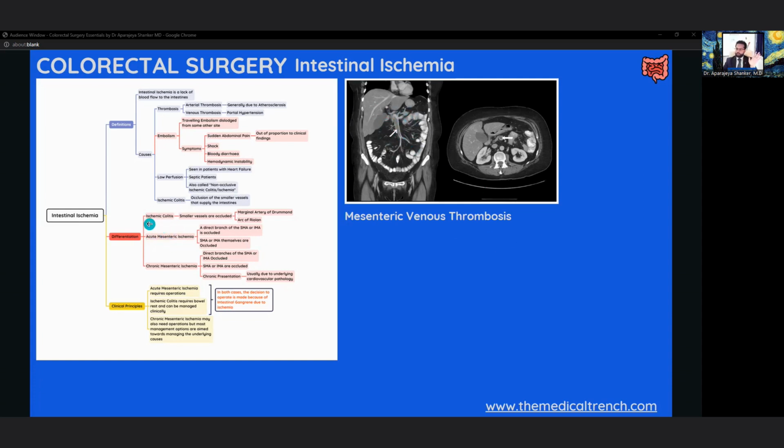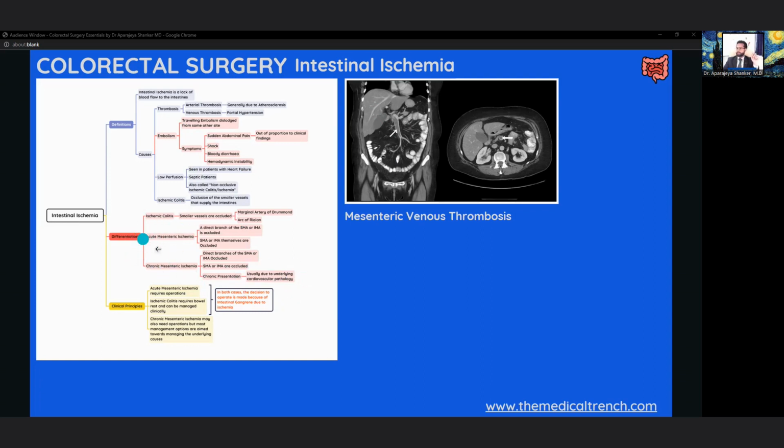So in ischemic colitis, remember that the smaller vessels are involved, including the marginal artery of Drummond or the arc of Riolan, right? In acute mesenteric ischemia, which is an acute condition, in this case, it's a direct branch of the SMA or the IMA that is occluded, right? Third is chronic mesenteric ischemia. Now, in chronic mesenteric ischemia, you have the same cause, that there is something blocking it, but the timeline of presentation would be different, right? So chronic presentation usually occurs mostly due to cardiovascular pathology, right?